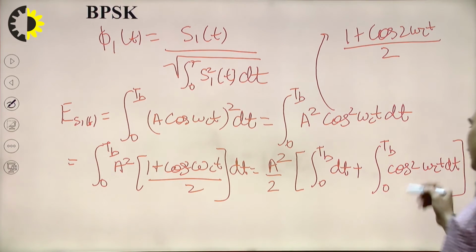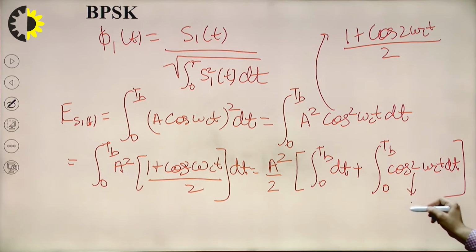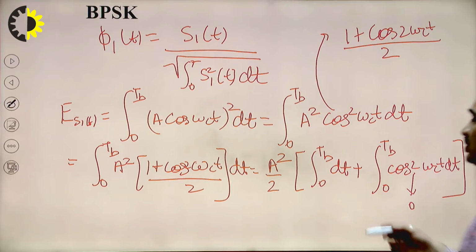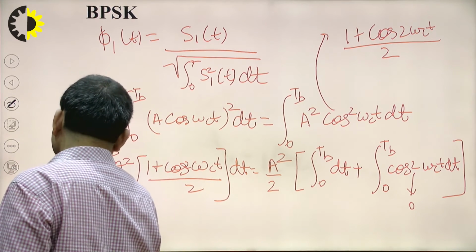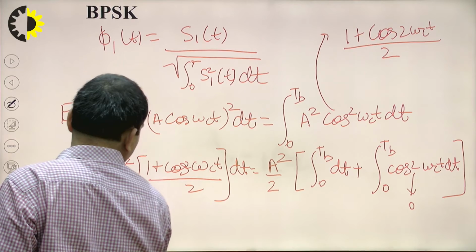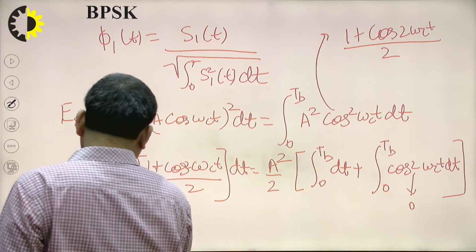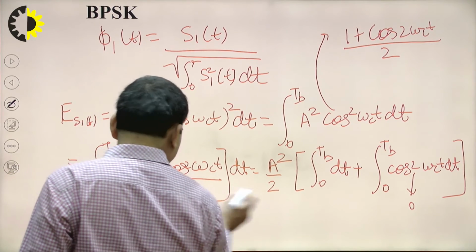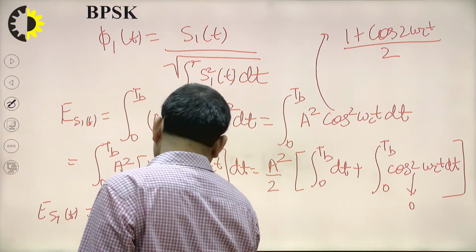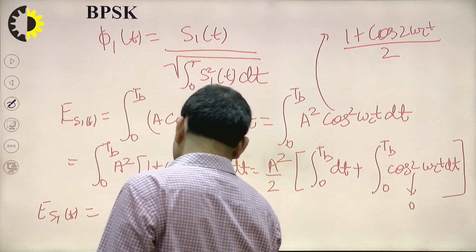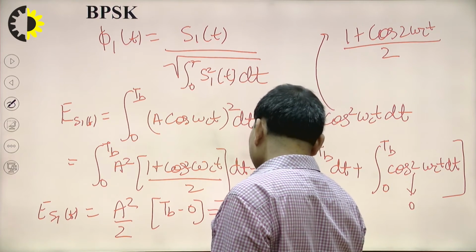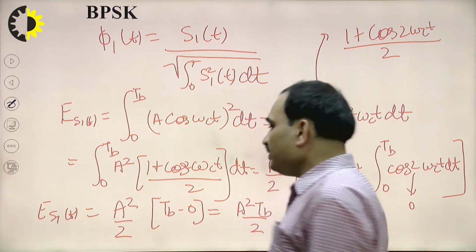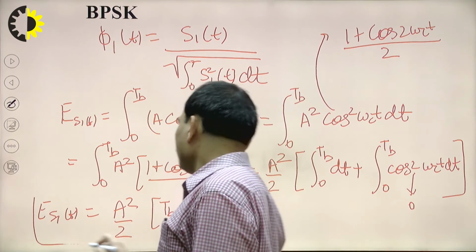So this integration will result in 0. If you integrate it, it will be 0. So what is left is that the energy of S1(t) is given by A² by 2 and the integration, that is upper limit Tb minus 0. So what we get is the energy A² Tb by 2. So this will be the energy of the pulse.